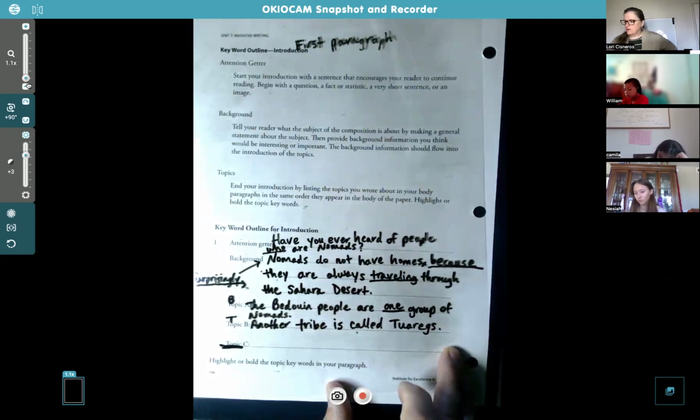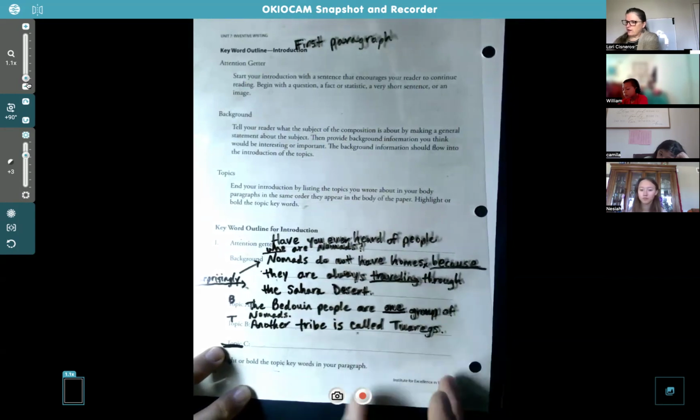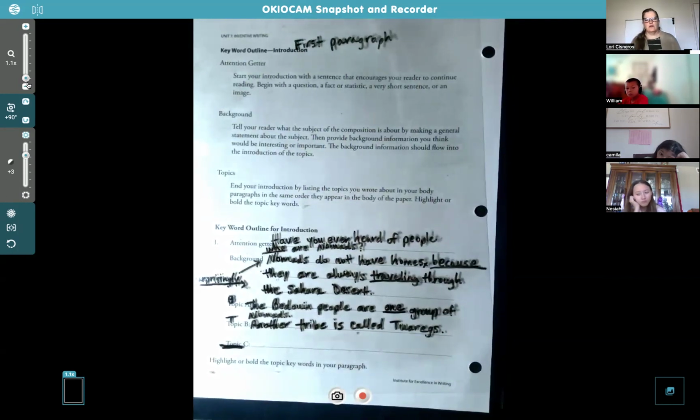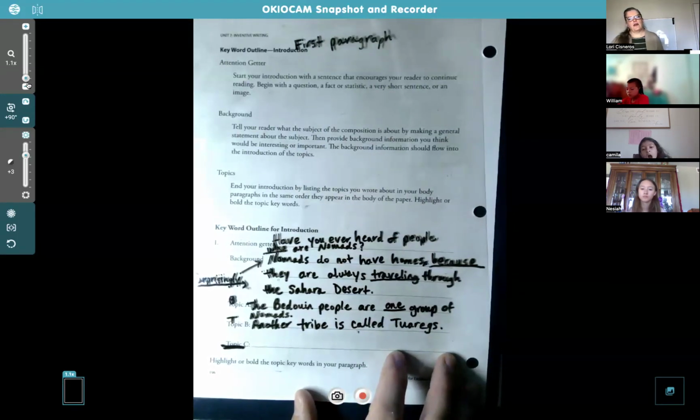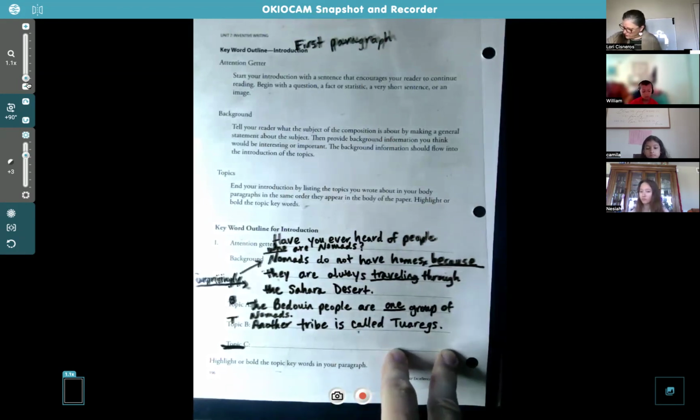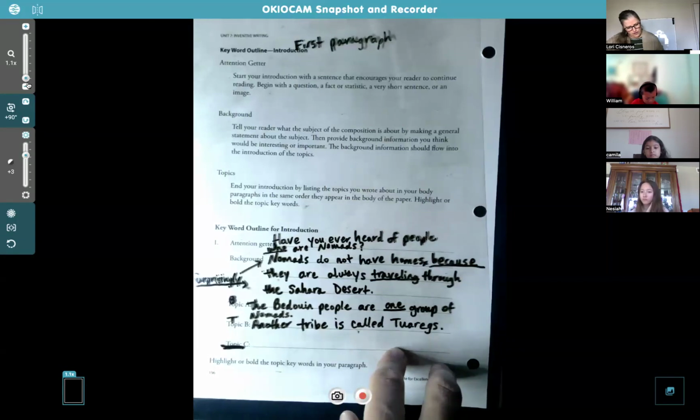We could say, after they're traveling through the desert, we could say something like, since they never stop moving, they have to bring along all of their possessions or something like that. Because in the conclusion, we said they have to carry everything they own. I think we said that.